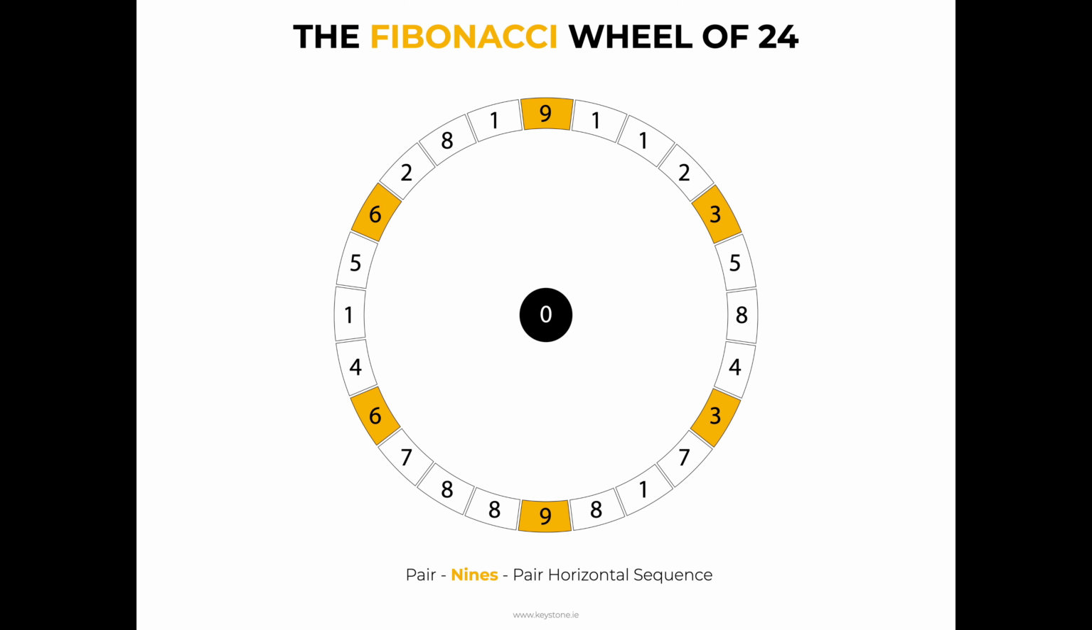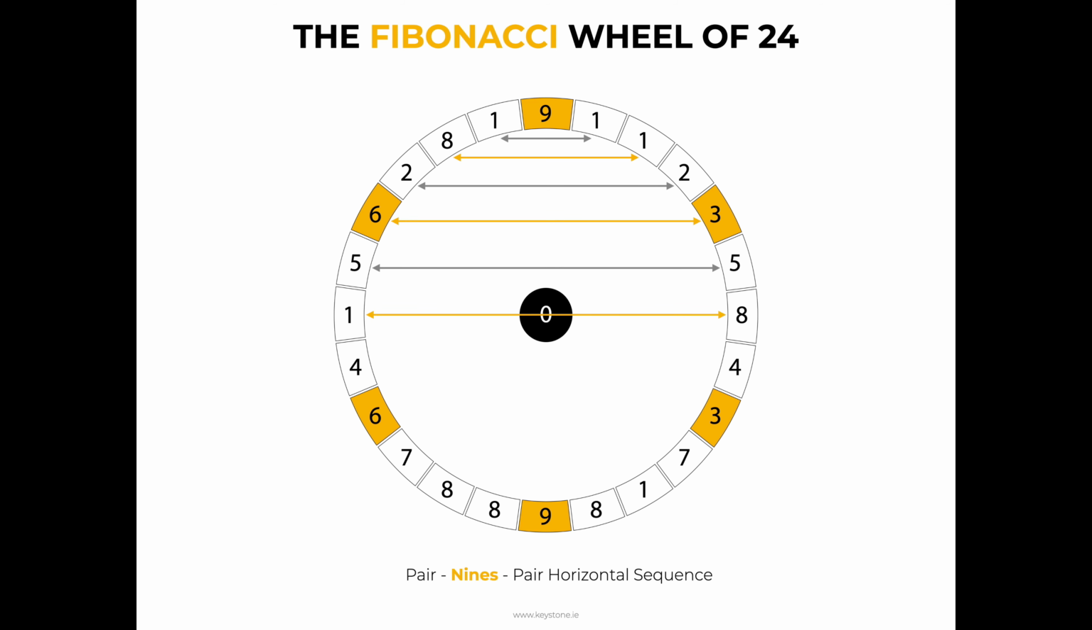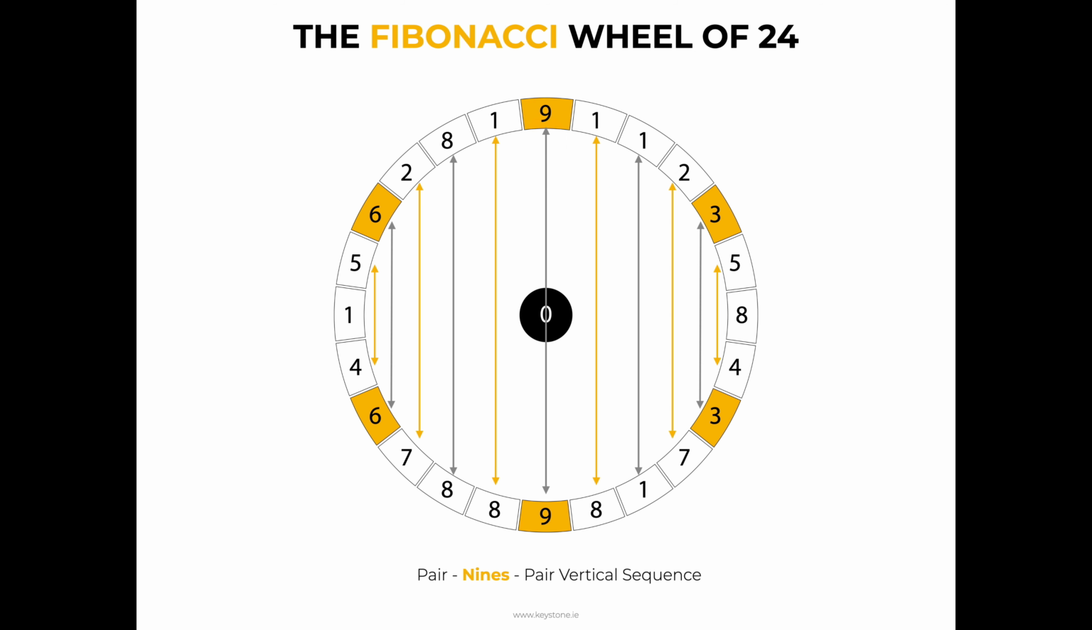There are other patterns found within the Fibonacci wheel. So here we have a pair of 1s. Now we have 8 plus 1, which equals 9. Pair of 2s, 6 plus 3, which equals 9. Pair of 5s, 8 plus 1 equals 9. Pair of 4s, 6 plus 3 is 9. Pair of 7s, 8 plus 1 is 9. Pair of 8s. So this pattern of pair 9s runs throughout the entire wheel. It also occurs vertically. So here we have 9 pair, 9 pair, 9 pair again. So that's an interesting pattern.